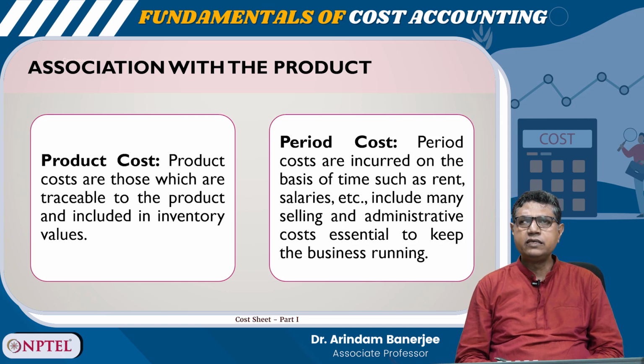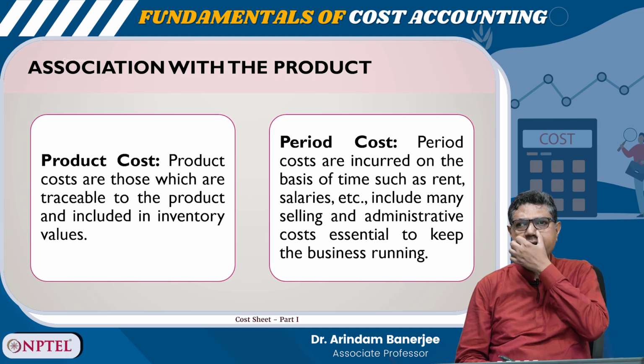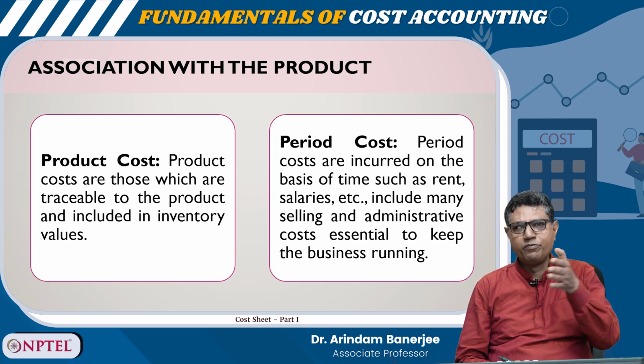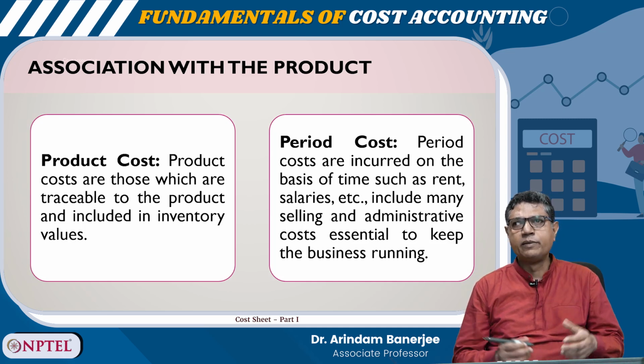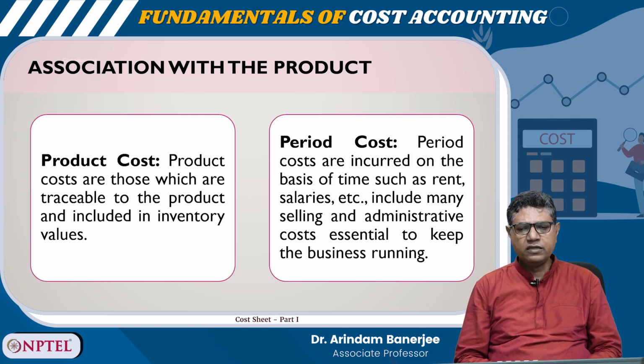So period cost is the cost which is linked to a time period. Like if the monthly salary is being paid, the monthly salary is linked to a time period. So rent for an administrative building, if it needs to be paid, is linked to a time period. So these are the period costs, right? And product costs are those which are traceable to the product and included in the inventory values.